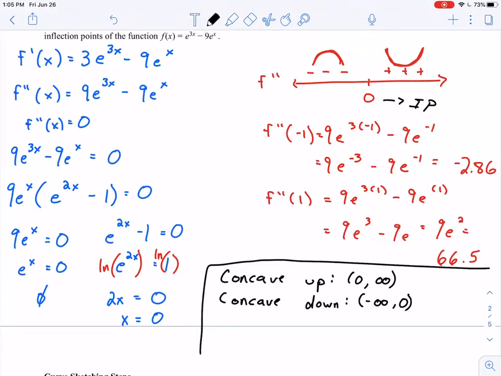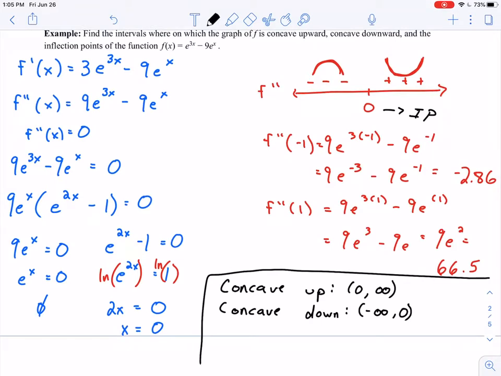So, okay, I have an inflection point at 0. The last thing that we want to do then is find the y value that corresponds to that. So I'm just going to kind of squeeze it in right here. F of 0 is equal to e to the 3 times 0 minus 9e to the 0. I'm just plugging my x value of 0 into my original function to find the y value. So this will be 1 minus 9 times 1, which will give me negative 8. So I have an inflection point at 0, negative 8. So this is everything that the problem has asked me for. I've determined where my function is concave up. I've determined where my function is concave down.